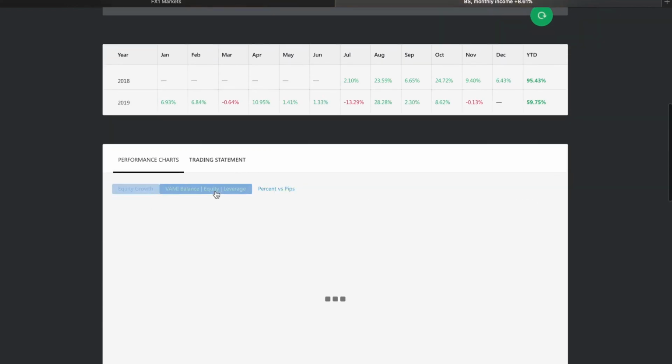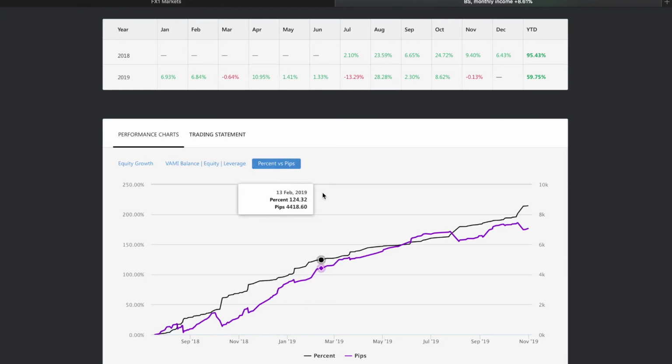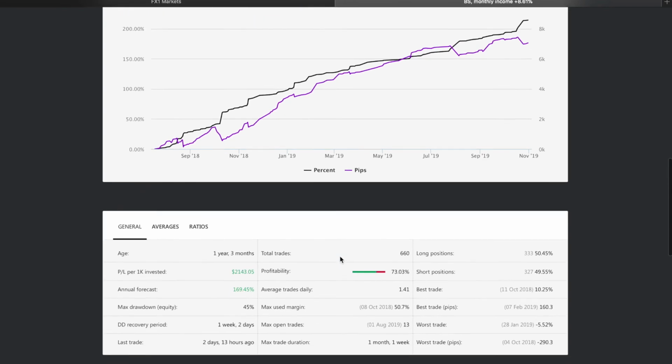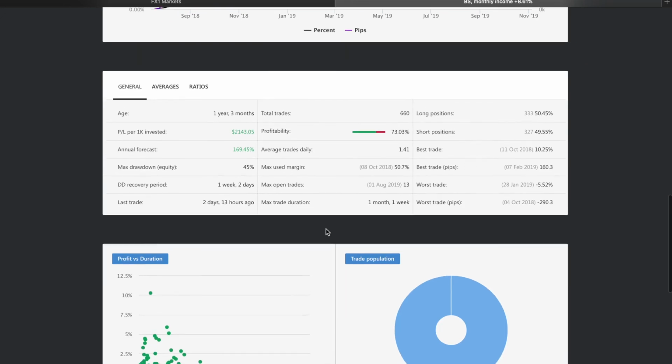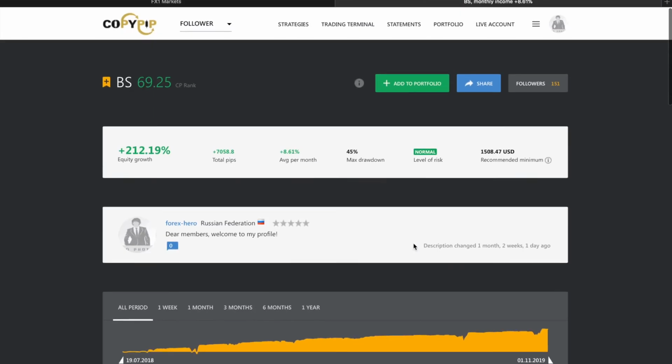So I check the leverage. The highest it used was 130, 150. So not a very risky trader. And this graph, you can say that it is parallel, but it's okay. We can choose a different strategy of following this trader. So the more information here you can check. This is Euro USD. Okay, this trader also is good.